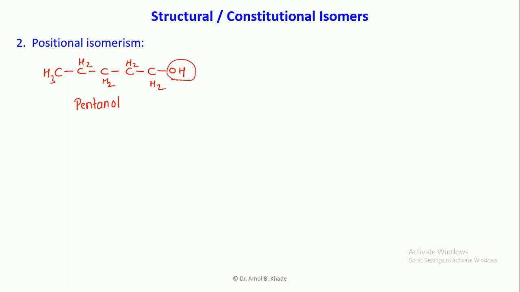Now can you draw the position isomer for this pentanol? So in pentanol, what we can do, what the position isomer says, the functionality position is going to change, whereas the parent chain remains the same.